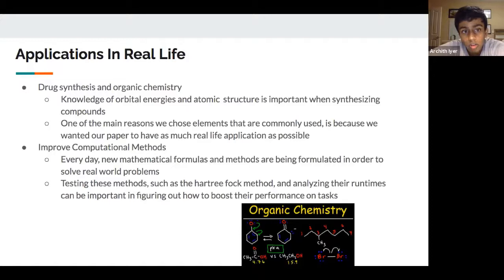We also did this to improve computational methods when solving quantum physics problems, because there isn't much research on how efficient certain computers and programs are, and you don't see too much of comp sci being applied to quantum physics, even though it's really important when doing stuff like the Hartree-Fock method. But every day, new mathematical formulas and methods are being formulated in order to solve quantum physics problems. And testing these methods and analyzing their performance on certain tasks is really important because future scientists may figure out ways to fix this. For example, whoever finds out how to fix our sodium issue would seriously boost the efficiency of the Hartree-Fock method and implementing it in code.